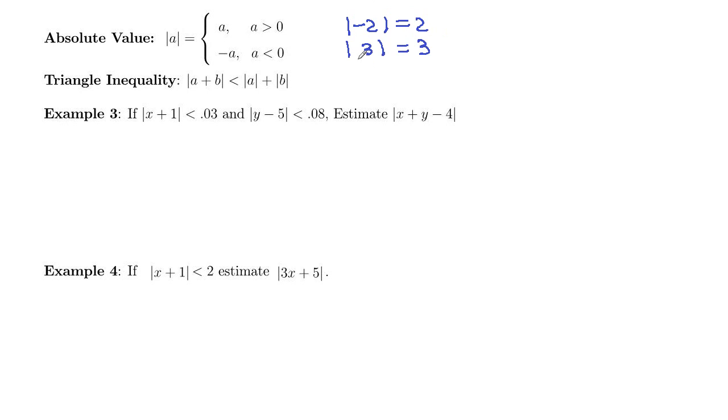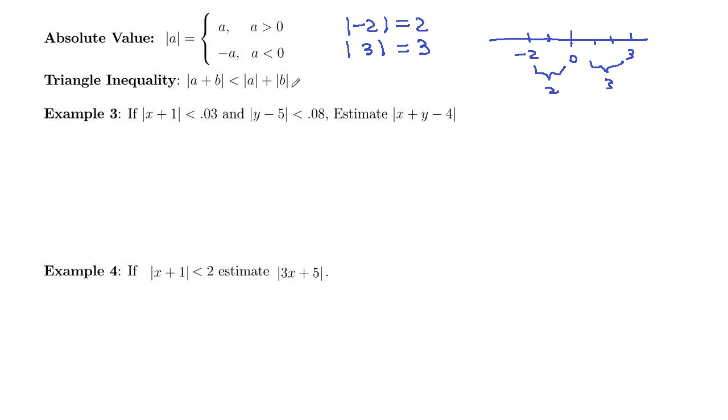And geometrically, remember, this represents distance of those values from 0. So you've got 0 in the middle. -2 right there is 2 units from 0. And positive 3 is 3 units from 0.